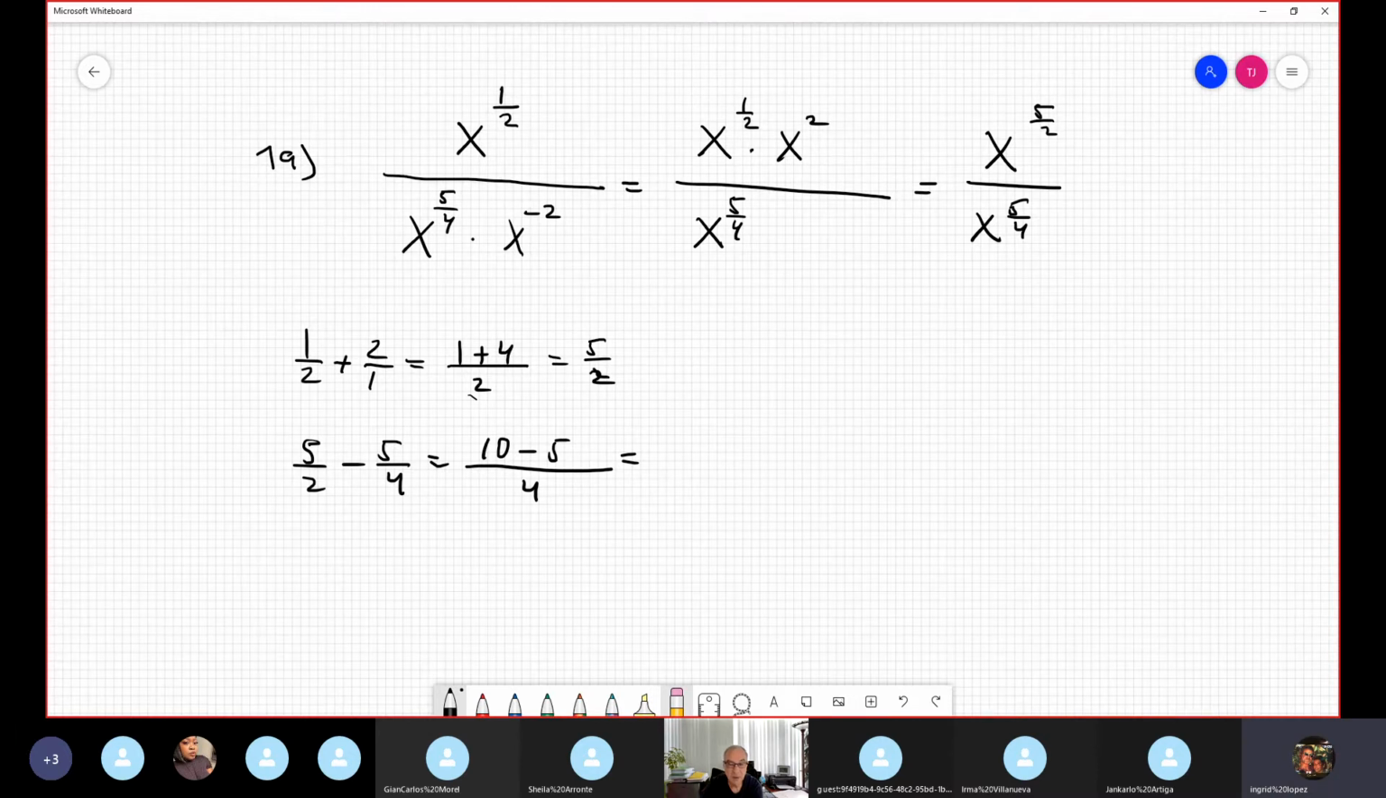You know what? On the first line: half plus 2, plus 2 over 1, equals 1 plus 4 over 2, equals 5 over 2. You don't see very well. The 2 doesn't look like a 2. Oh yeah, let me erase. This is 2.